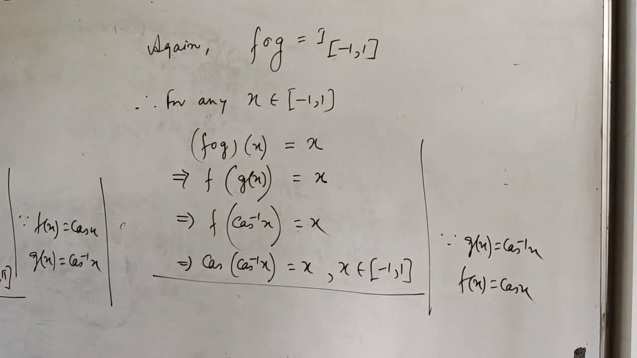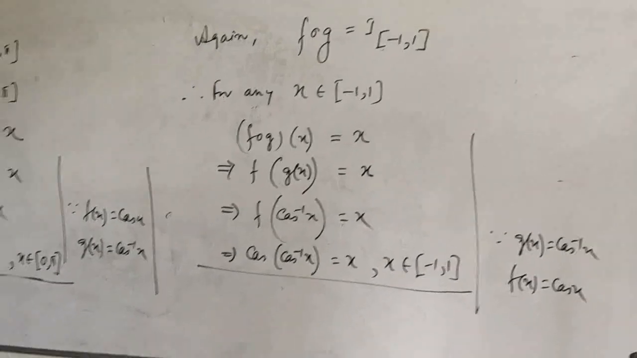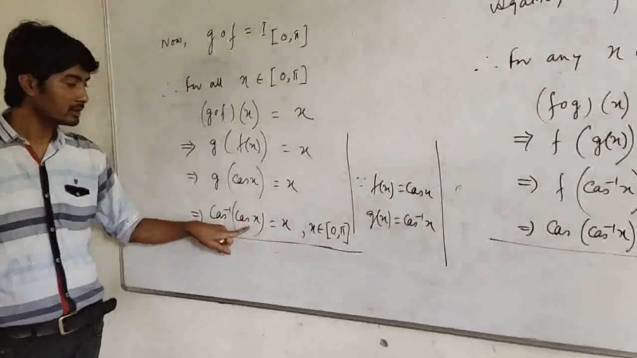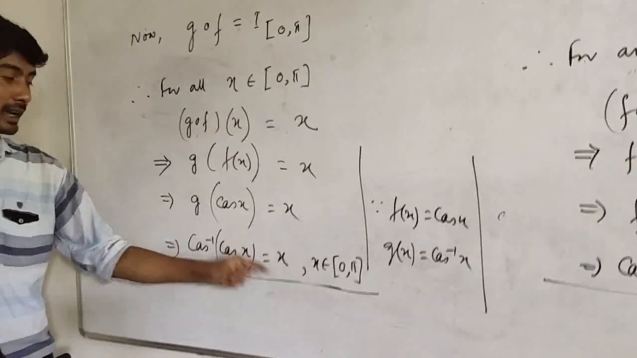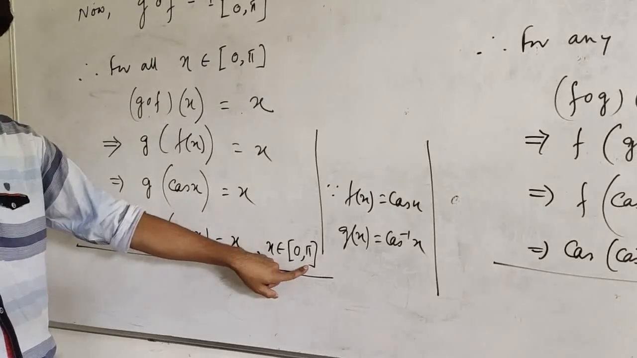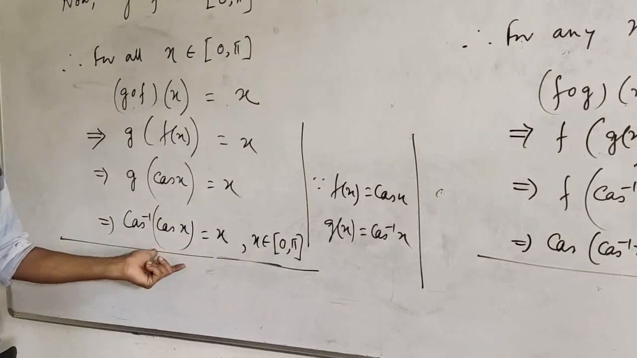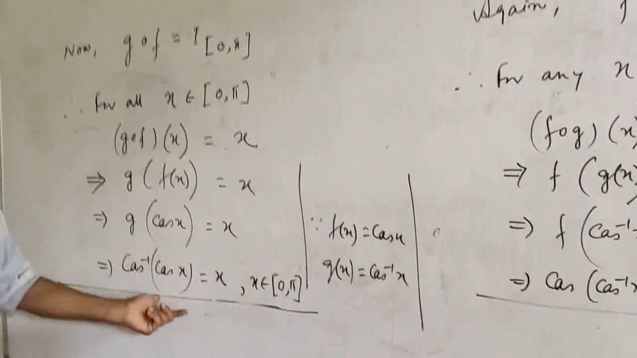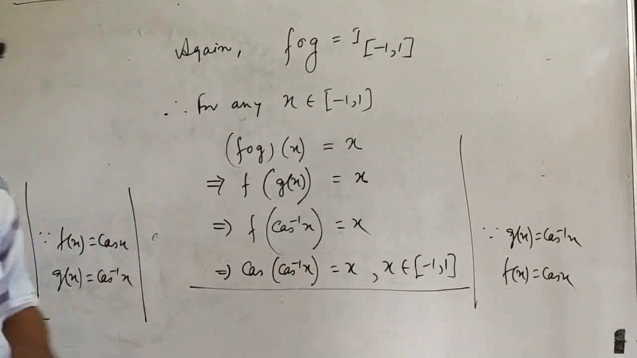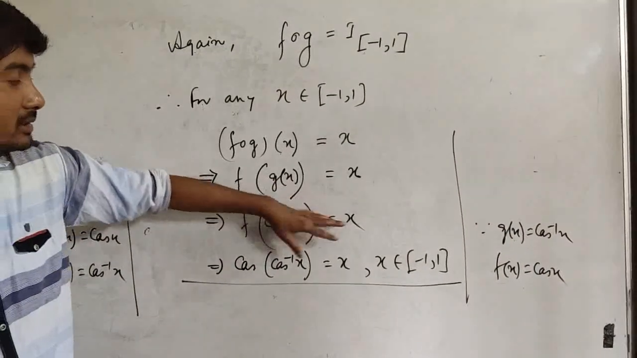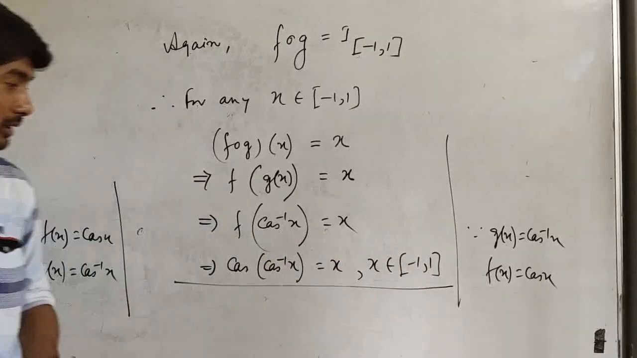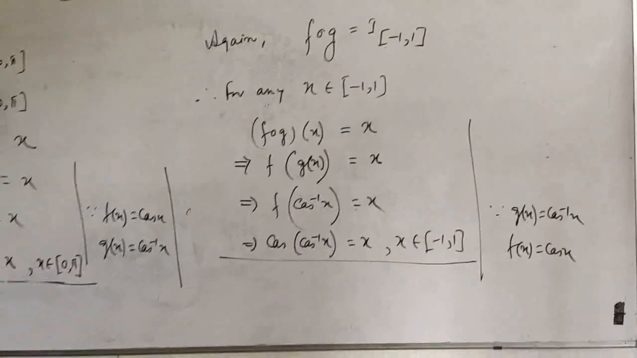So we need to remember these two results. One is this one: cos inverse cos x equals x, and this is true only when x belongs to the closed interval 0 to pi. So this will be our first result related to cos inverse x. You remember this point. And the second result is this one: cos of cos inverse x equals x, where x belongs to the closed interval -1 to 1. So you try to remember these two fundamental results.